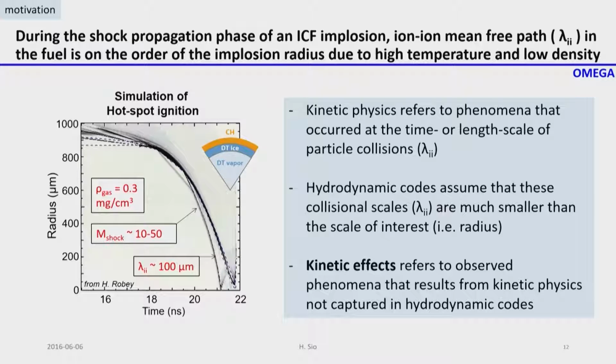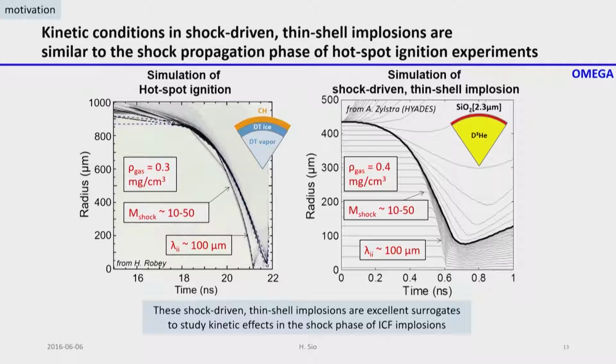So you can see here the radius is probably about 200 microns and the lambda_ii is on the order of 100-ish. So that is very much not a hydrodynamic condition. And so kinetic effects refers to observed phenomena that result from this kinetic physics that are not captured in hydrocodes. We want to study this kinetic physics and assess its impact on ICF implosions.